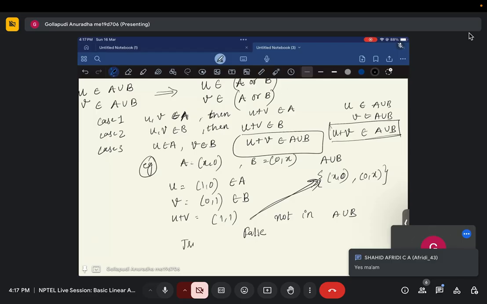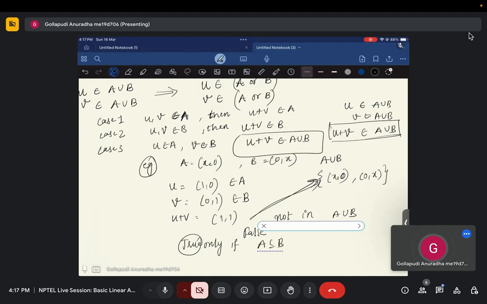When can this be true? Only if one of these is a subset of the other. For example, if A is a subset of B or B is a subset of A, then A union B will be equal to B in one case, and equal to A in the other. So in this condition, if A and B are subspaces, then A union B also must be a subspace if one of these is a subset of the other. Else it's not like that.